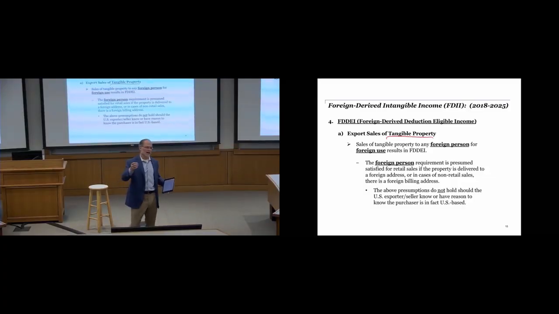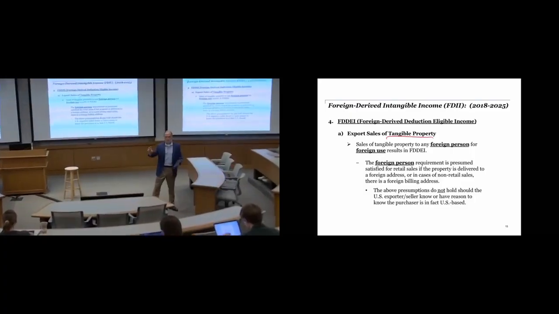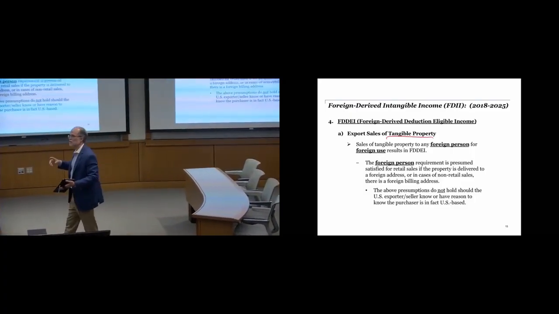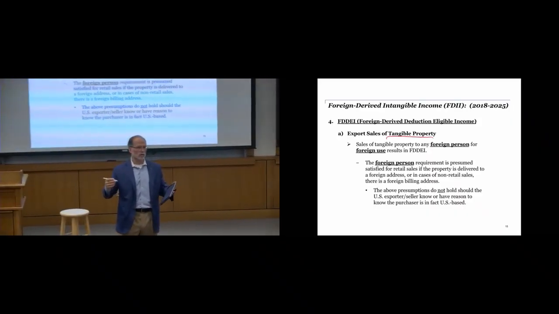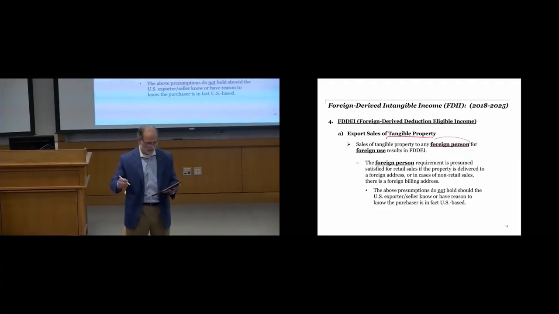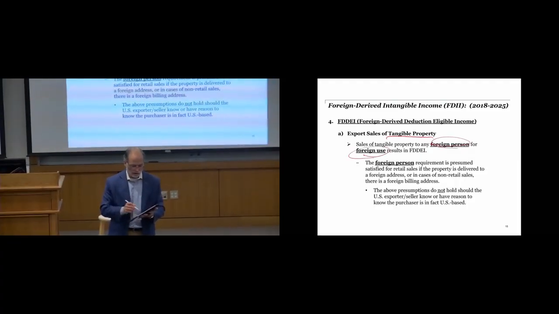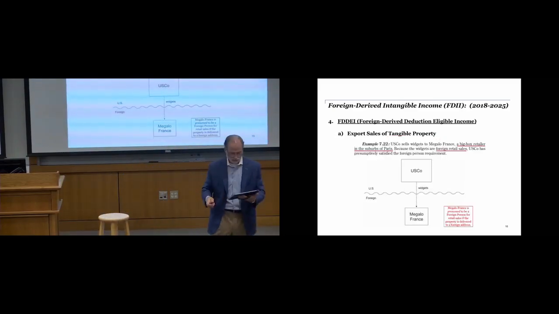And they made some simplifying conventions in there so that you can rely on certain safe harbors in doing this. You know, obviously you don't have control over all your customers. You don't know what all your customers are doing. You have to have some conventions in place to do this. You need a foreign person and you need a foreign use for the export of tangible property. So 722.